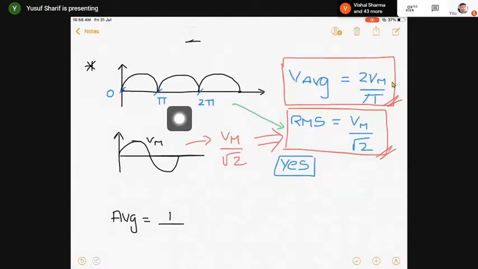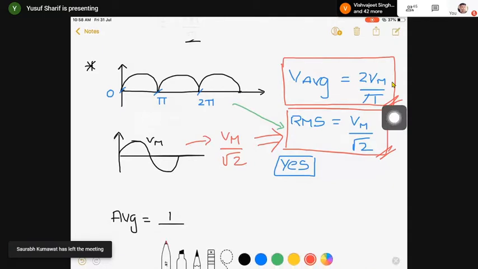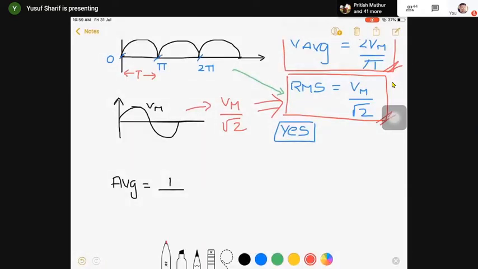0 to pi. Yes, it is 0 to pi. It is not 0 to 2 pi. This is the time period, right? Because after pi, what is happening? The cycle is repeating. So time period is pi. So it is 0 to pi, Vm sine omega t d omega t.